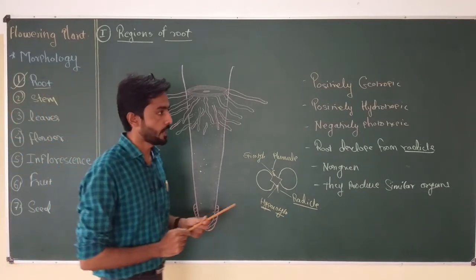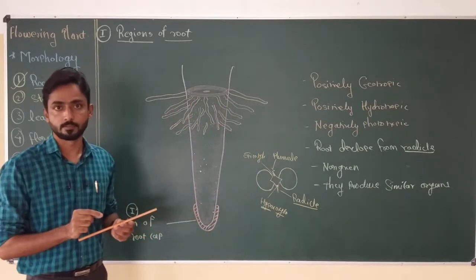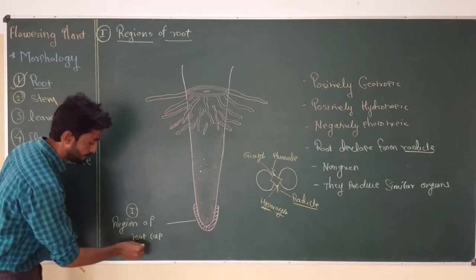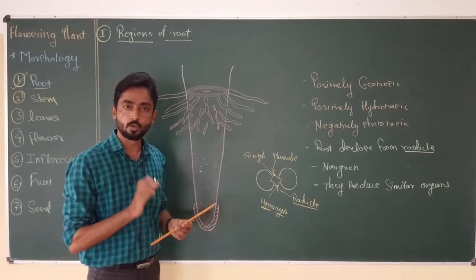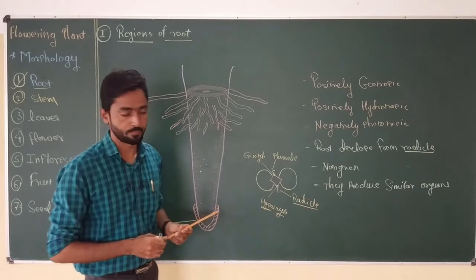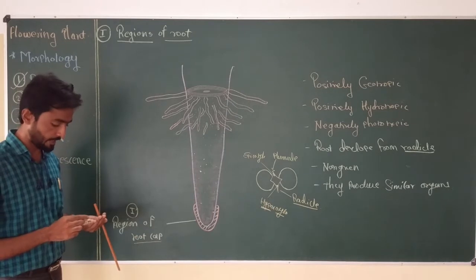Instead of a root cap, hydrophytes have special structures called root pockets. Remember this: the root cap region is absent in hydrophytes. They only have root pockets. So this is the first region of the typical angiospermic root.